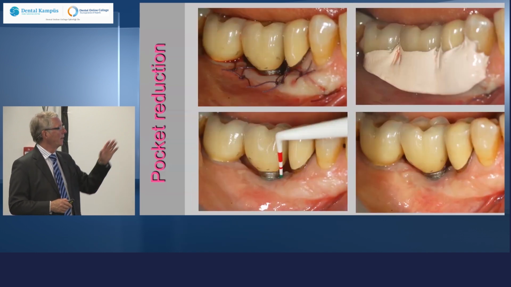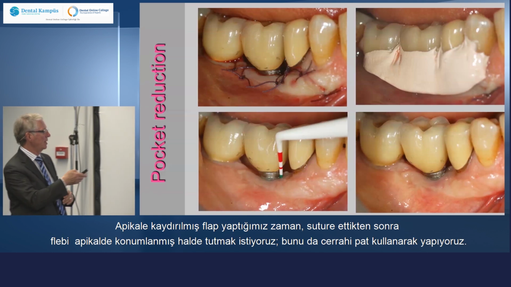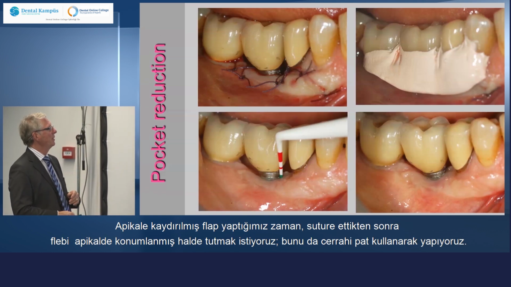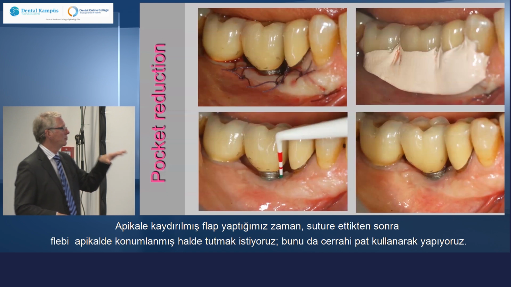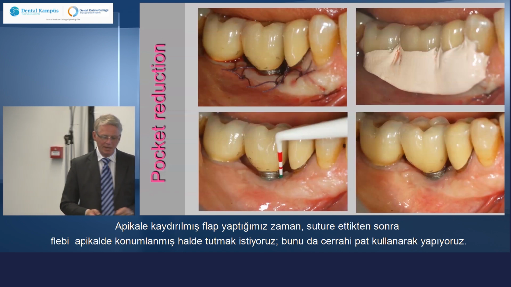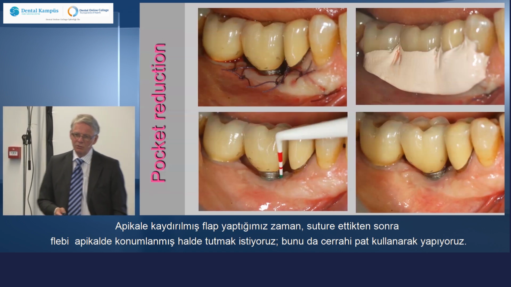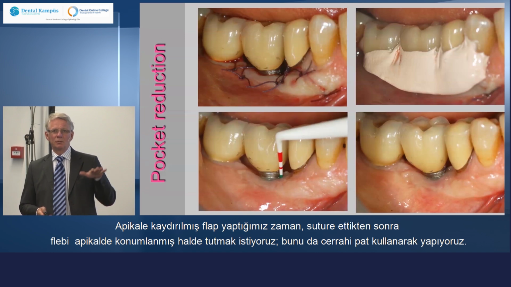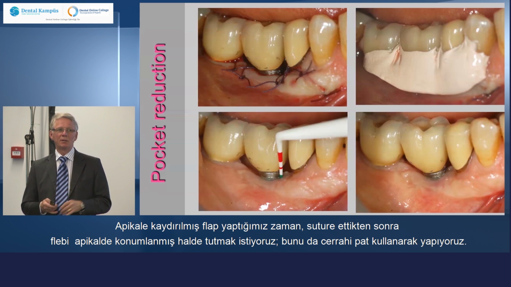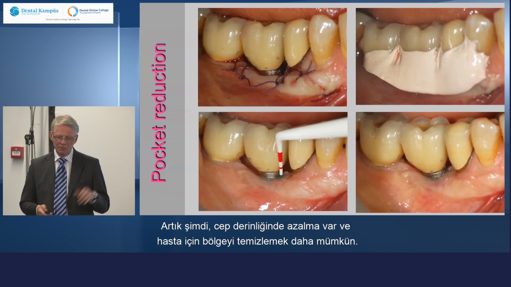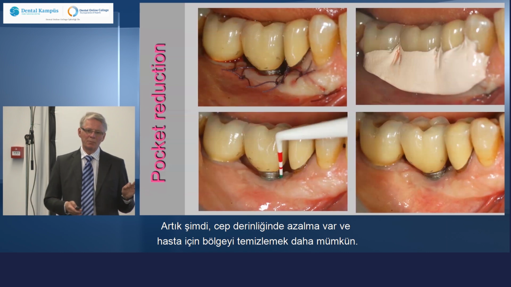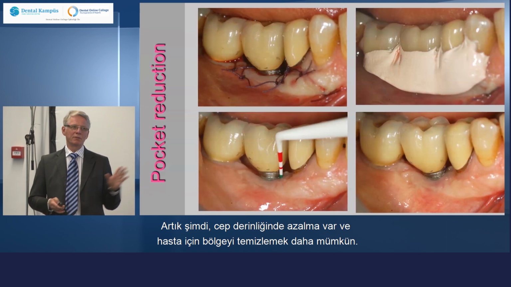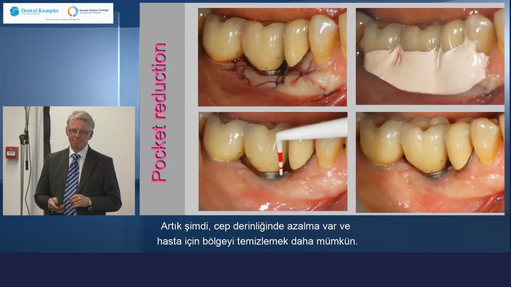So after suturing, when we do an apically positioned flap, we really try to keep the flap apically positioned, and we do that by using a surgical pack just to allow the flap to be apically positioned. And now you have a reduction in the probing depth, and it's possible for the patient to clean.